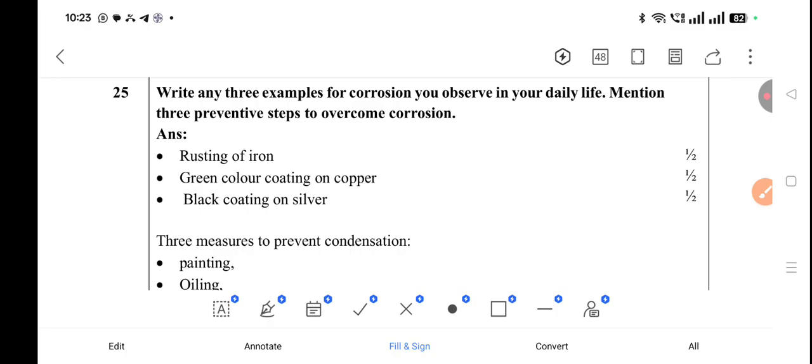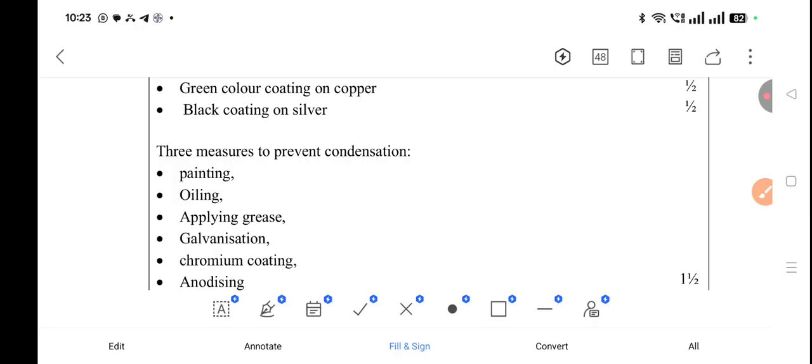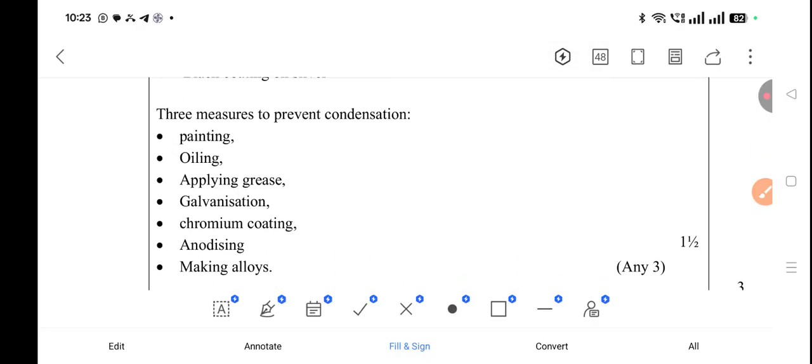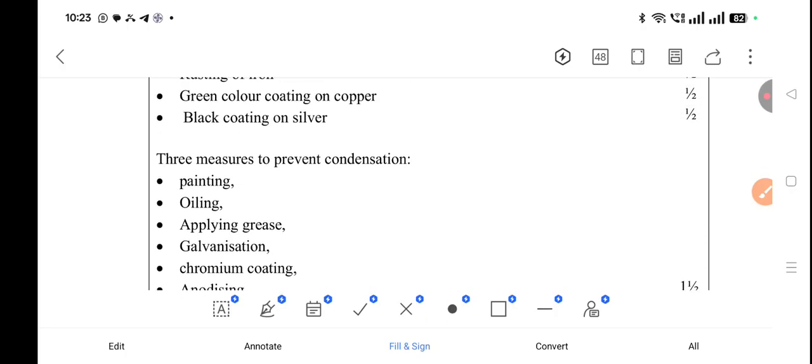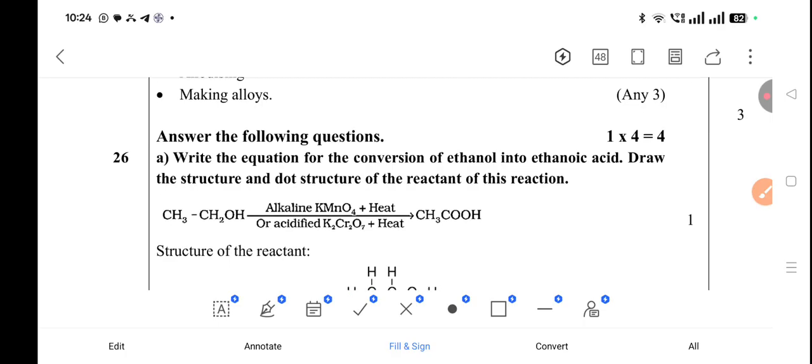Then mention 3 preservative steps to overcome corrosion. To prevent corrosion: painting, oiling, applying grease, galvanization, chromium coating, anodizing, making alloys. These are all methods used to avoid corrosion. Then the next question: answer the following questions. It's a 4-mark question, a single question is there.